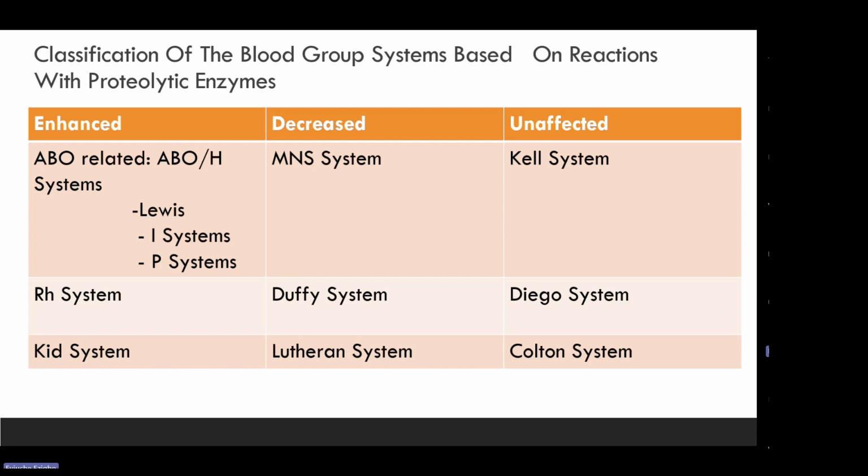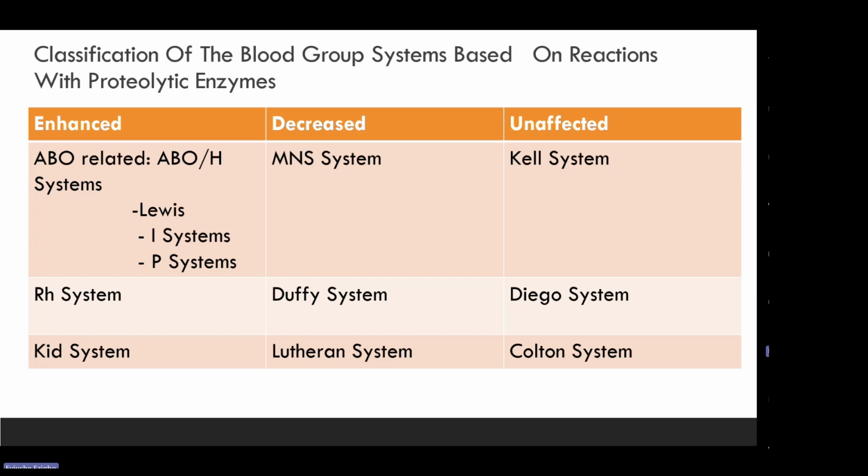Such blood group systems that are enhanced with enzymes include ABO related blood group systems. Under the ABO related blood group system, we have the ABO and the H system. We have the Lewis, the I, the P. The rhesus blood group system is also enhanced; its activity is enhanced by protein. The Kidd also, its activity is enhanced by proteolytic enzymes.